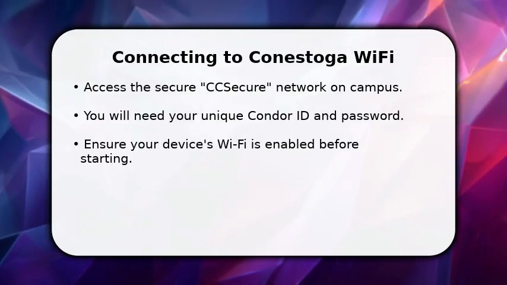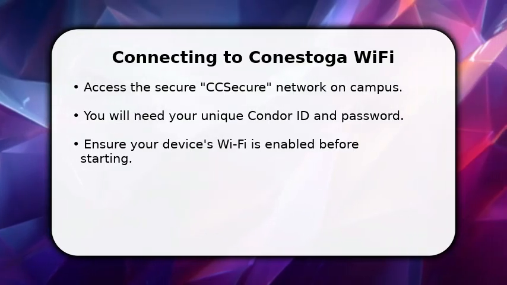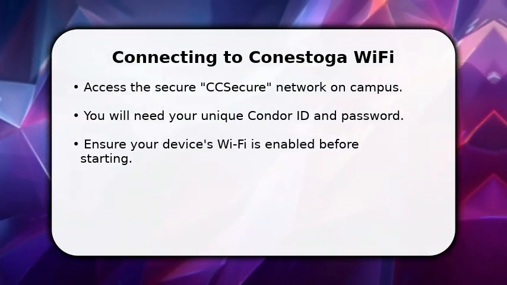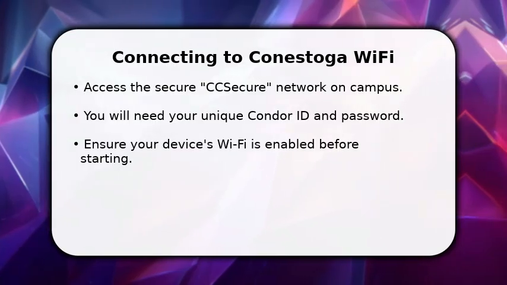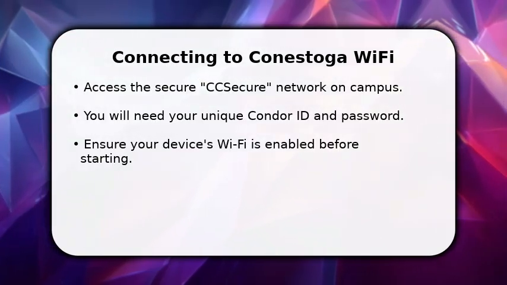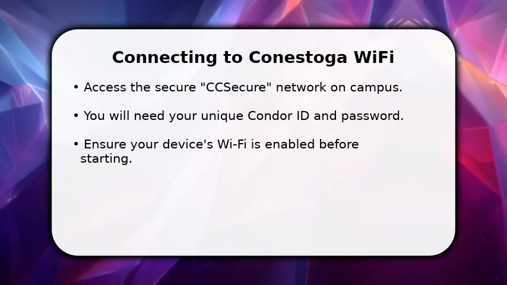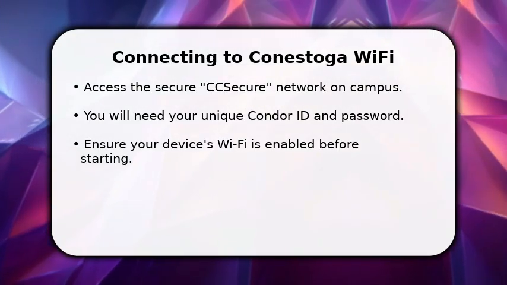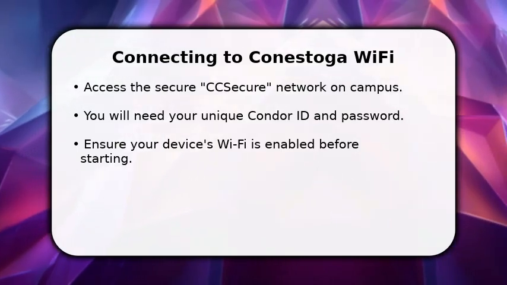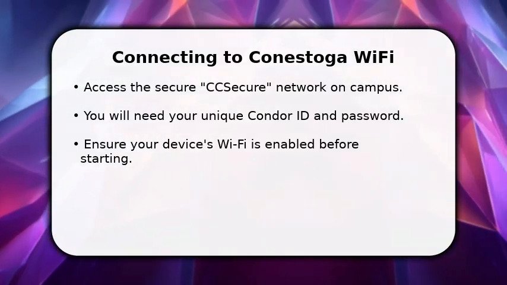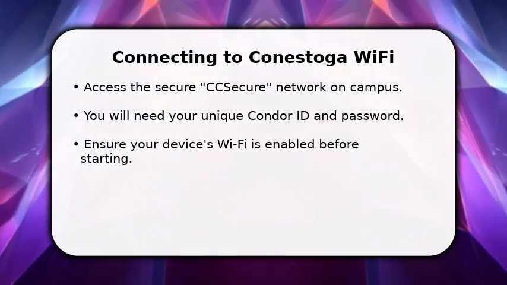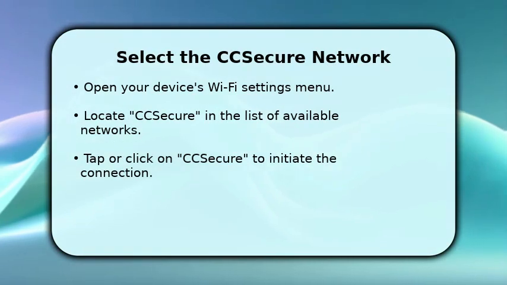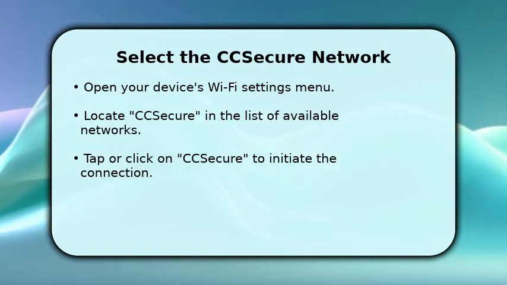In this video, I will explain how to connect to Conestoga Wi-Fi. To get started, you will need your Condor ID and password, which are your universal sign-in for all college services. Make sure your device's Wi-Fi is turned on. We will guide you through the simple steps to access the secure campus network, ensuring you stay connected for your studies and activities. Once your Wi-Fi is active, navigate to your device's network settings.